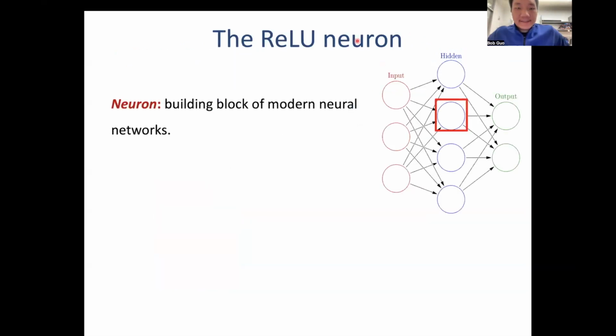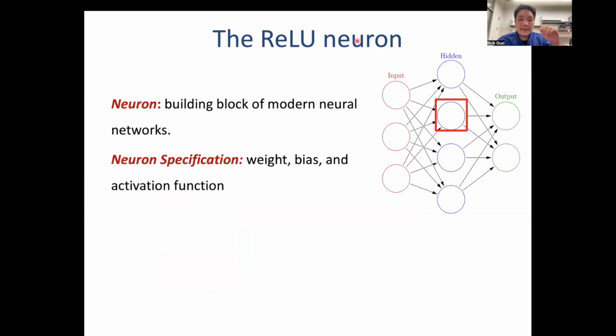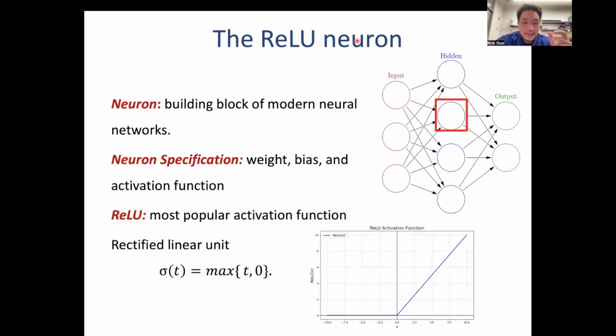So let's start from the basics. The ReLU neuron is a building block of modern neural networks, and it is specified by its weight, its bias, and an activation function, namely the ReLU function. The ReLU is the most popular activation function. Its full name is rectified linear unit. It is really simple in that it is just the identity function with the negative parts turned into zero.